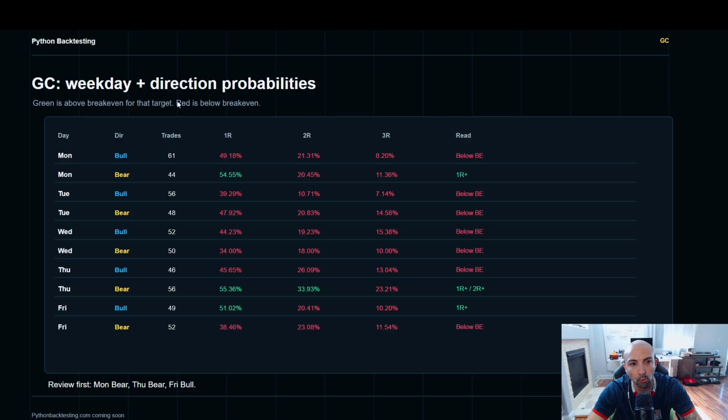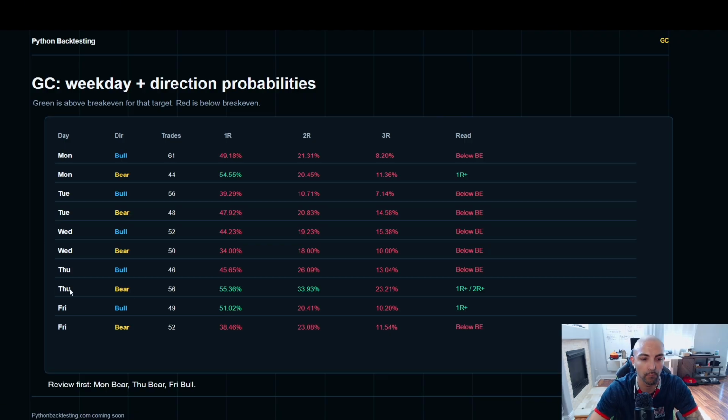Here's for gold, weekday and direction probabilities. Monday, direction is bullish. We had 61 trades, 49% for a 1R, 2R 21.31%, 3R 8.2%. So across the board, Monday, not profitable. If it shows up green, then that means it's a profitable strategy.